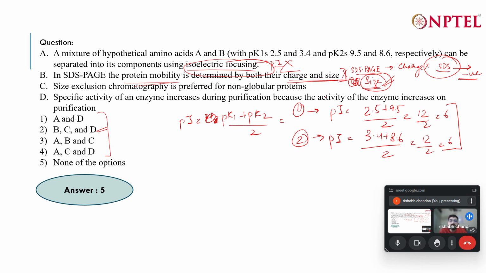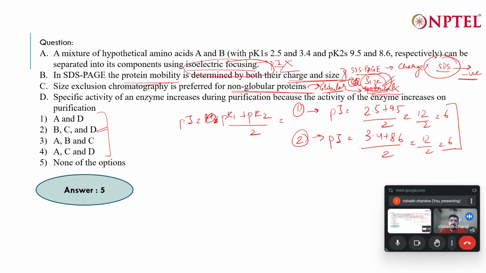Then, size exclusion chromatography is preferred for non-globular proteins. Instead of non-globular proteins, size exclusion chromatography is generally preferred for globular proteins, because these have a nearly spherical shape that can easily pass through the pores of the column that we have set for the size exclusion chromatography. So this option also is wrong.